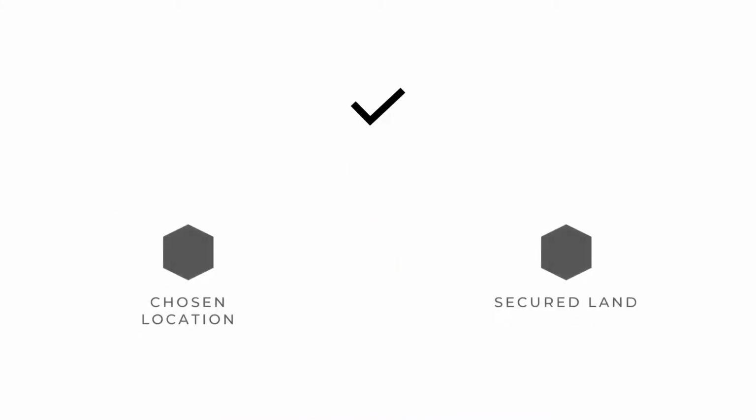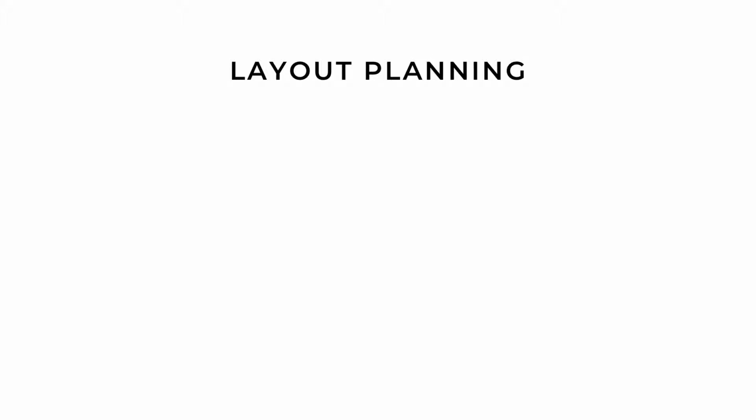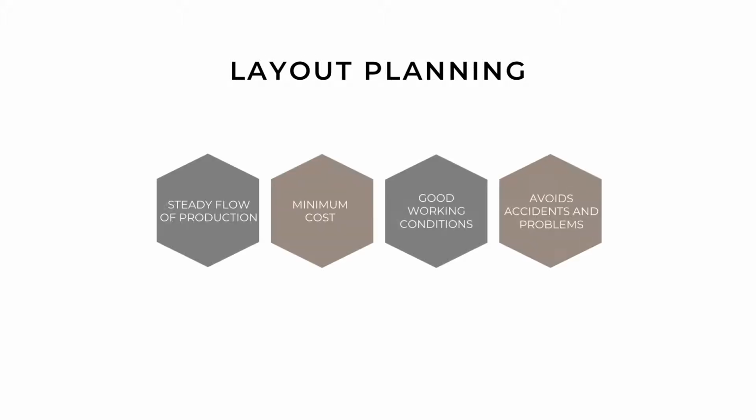Once you have chosen the location of your plant and secured sufficient land, you need to make a sketch or plan to decide where each production unit, entrance and exit gates, sanitary facilities, storage areas, etc. will be located. This is what we call layout planning. Good layout planning allows you to plan and arrange production units so that a steady flow of production is ensured at a minimum cost. A well planned layout always results in fewer accidents, better working conditions, and increased productivity.